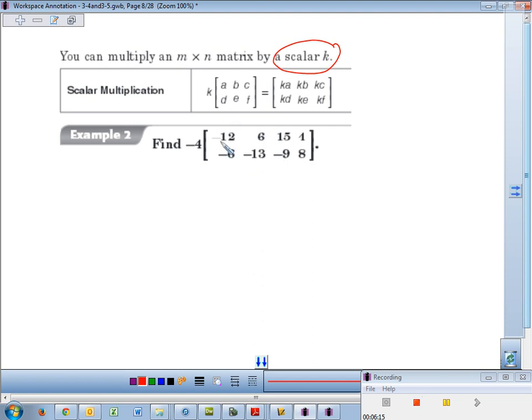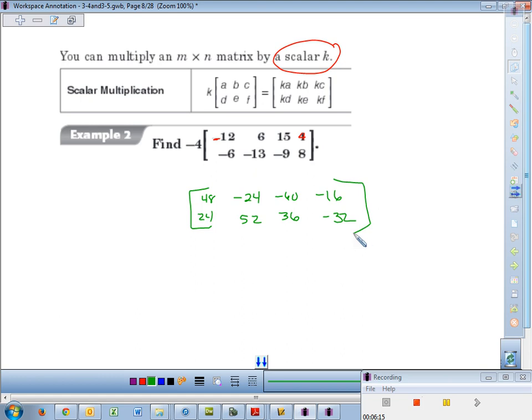This is a negative 12 though, is that right? Yes? Yep. And this is a 4 right here. So we just take negative 4 times all of those. It's just a scalar multiple, so negative 4 times 12 is a positive 48. And then just finish that up. Just take negative 4 times all those terms. Started with a 2 by 4 matrix. You will end with a 2 by 4 matrix.